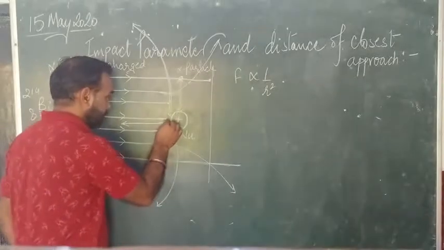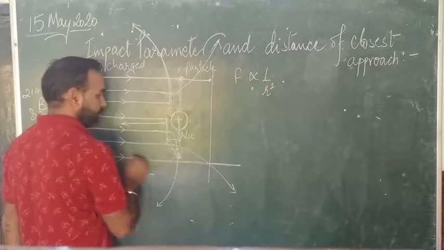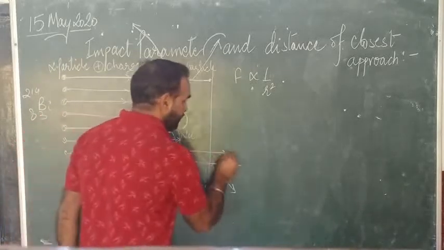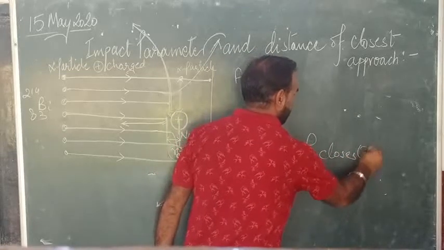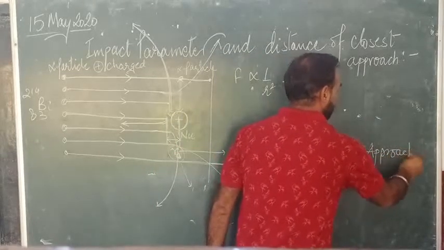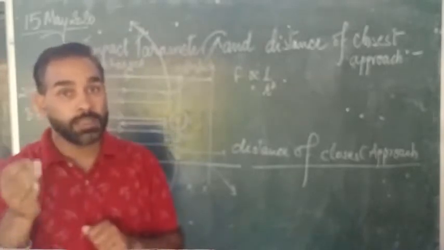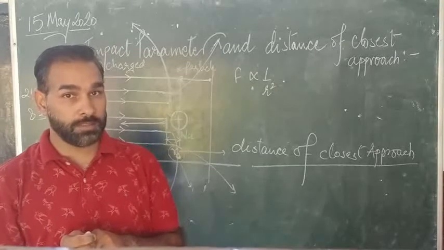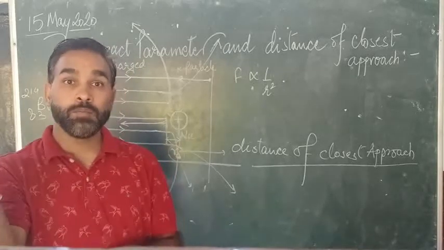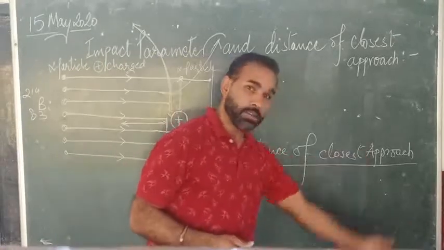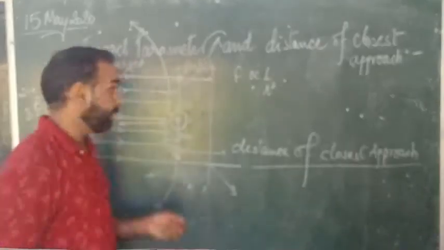Now if I say this distance from the center of the nucleus is R naught, then this R naught is termed the distance of closest approach. It is the minimum distance between the center of the nucleus, because you know the Coulombian force is a central force, and the center of the positive alpha particle before it bounces back. This is known as the distance of closest approach.